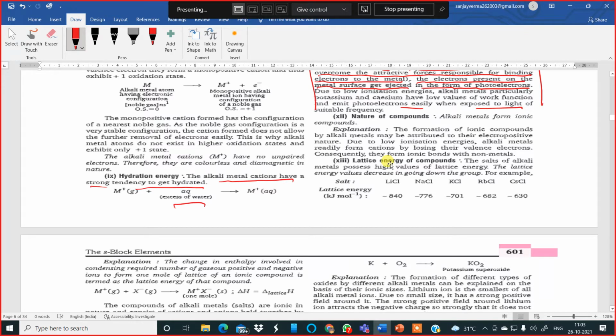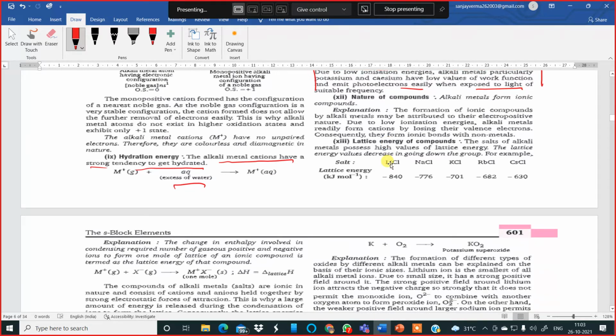What is the meaning of lattice energy? The amount of energy involved to form the crystals of the ionic compound in the solid state. That energy which is required to hold the cations, the positive ions, and the negative ions in a regular crystal lattice structure is called lattice energy. Now here, the salts of alkali metals possess high values of lattice energy. The lattice energy value decreases going down the group. So if you move from lithium towards cesium, the lattice energy becomes less negative, it is decreasing.